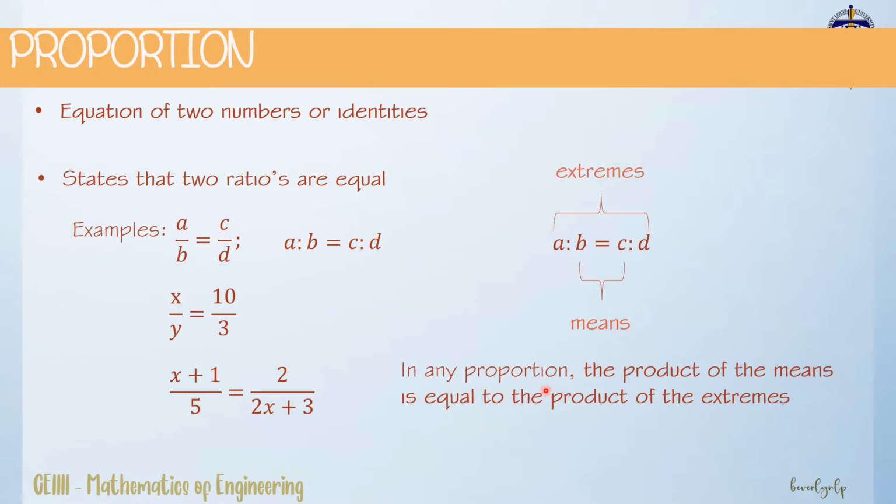In any proportion, the product of the means is equal to the product of the extremes. Or if we are to put this statement into an equation, that simply becomes BC, the product of means, is equal to the product of extremes, which is AD. So BC is equal to AD.